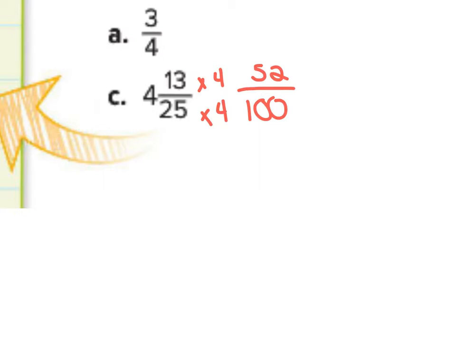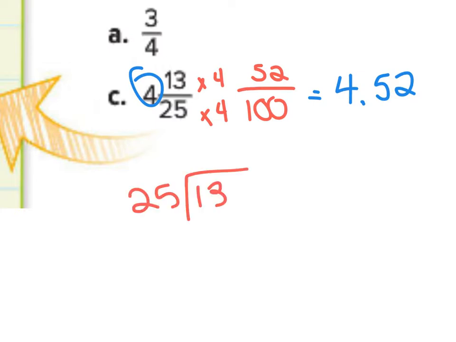So our answer would be 4, right? Our whole number that we have here, decimal 52, because that's the way you would read the fraction. 52 hundredths, 52 in the hundredths place. Or you could simply do it where you divide the top divided by the bottom, 13 divided by 25, and that would work as well.